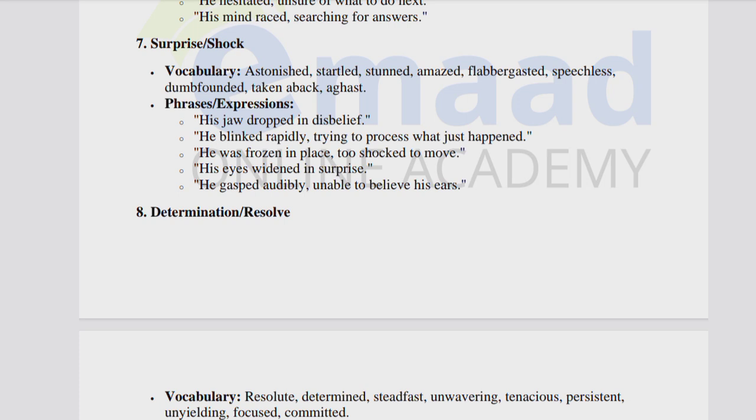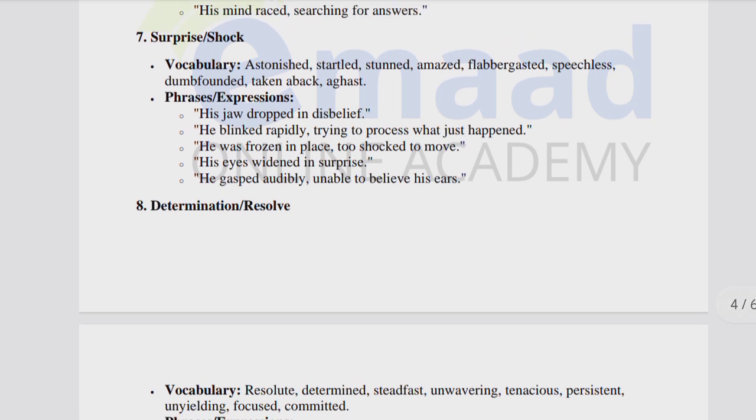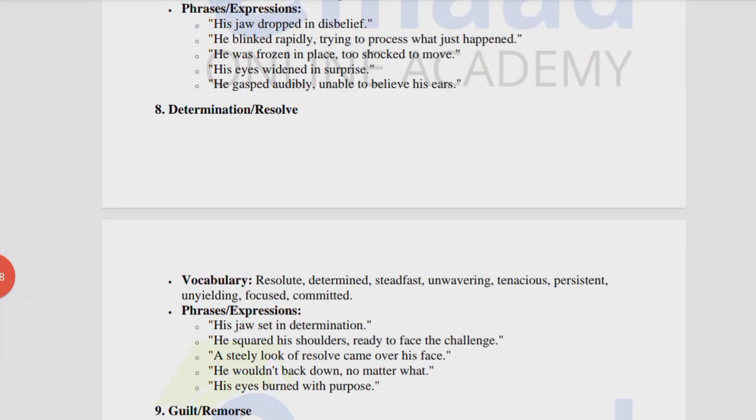He blinked rapidly, trying to process what just happened. He was frozen in place, too shocked to move. So this expression, this line also describes that a person was in a feeling of shock. His eyes widened in surprise. He gasped audibly, unable to believe his ears. So these expressions give you a clue that the character was in a feeling of shock.